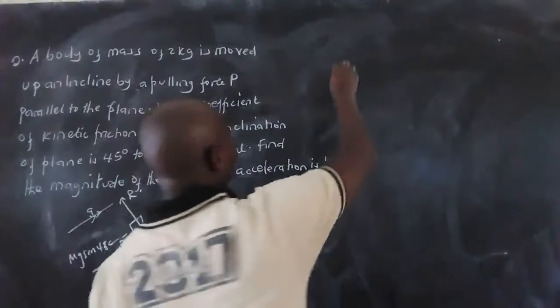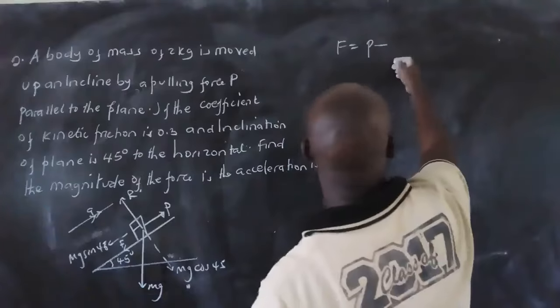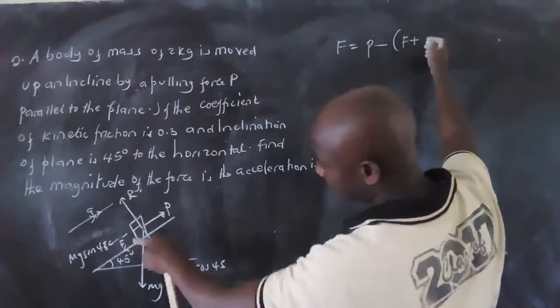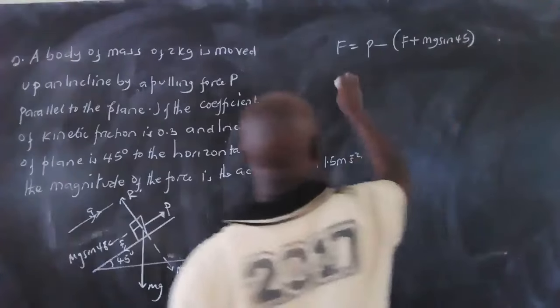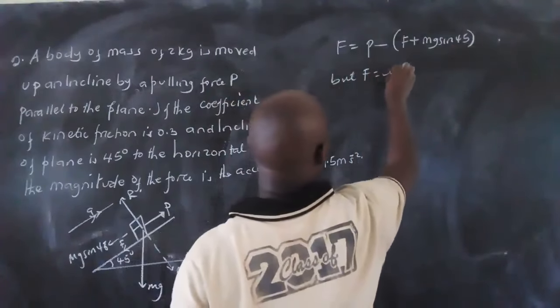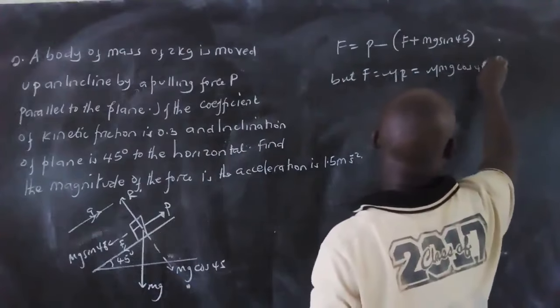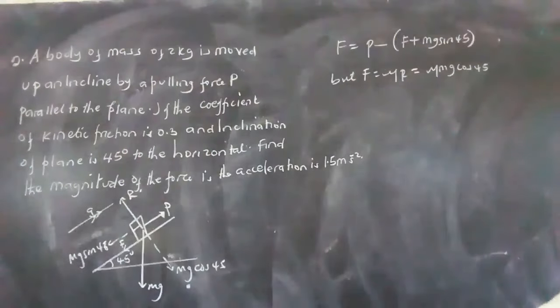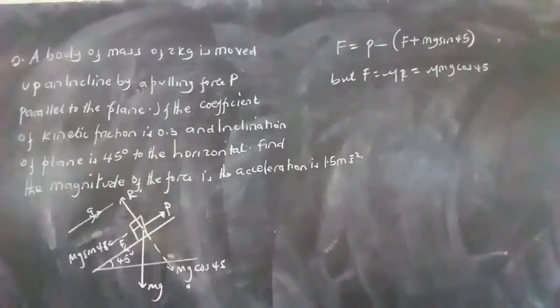The resultant force will be F is equal to P minus, because this one is greater than the other forces, so these ones are in the same direction, so you add them, that's the frictional force, plus mg sine 45. But our frictional force is same as mu R, which will become mu mg cos of 45. Okay, so I think we can substitute. What do we get when we substitute?